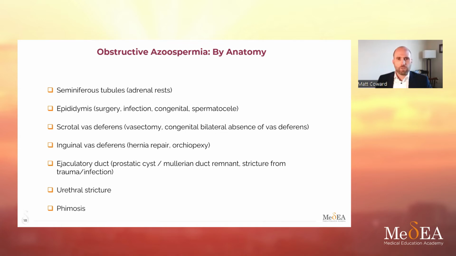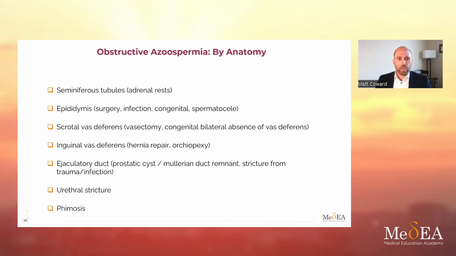The scrotal vas deferens can be obstructed from prior elective vasectomy or congenital bilateral absence of the vas deferens. Inguinal vas deferens can be obstructed from hernia repairs or orchidopexies. And then the ejaculatory duct can be obstructed from prostate cysts, Mullerian duct remnants, or strictures from prior trauma or infection.